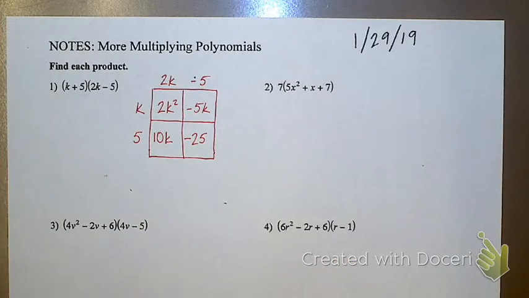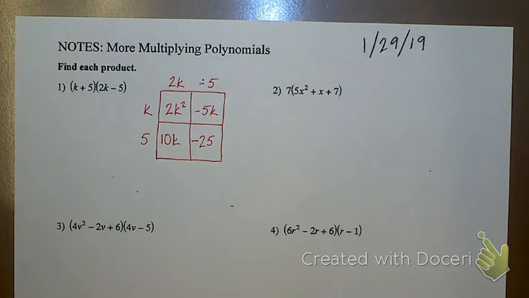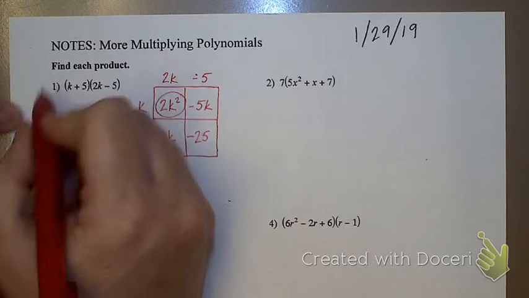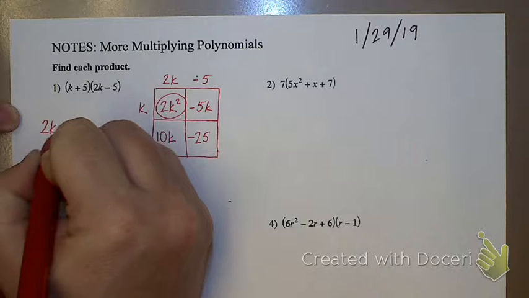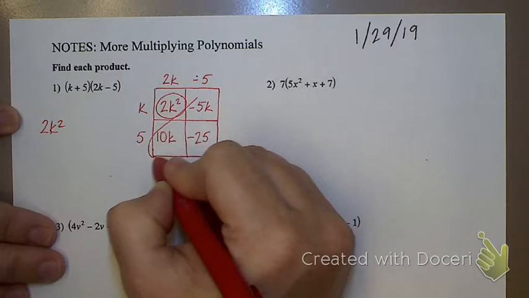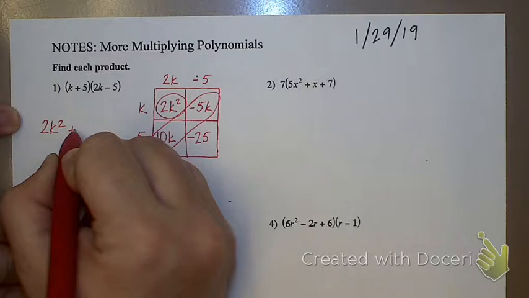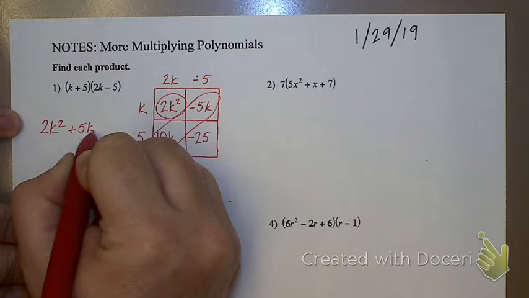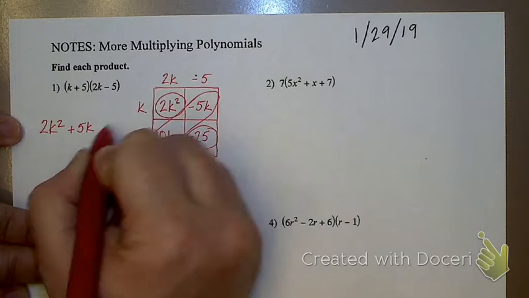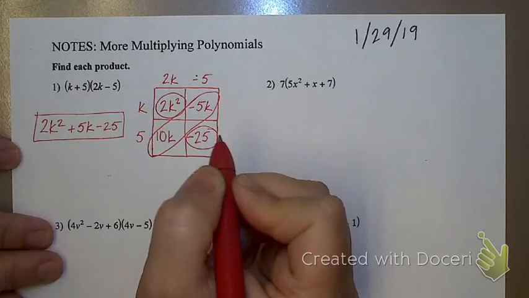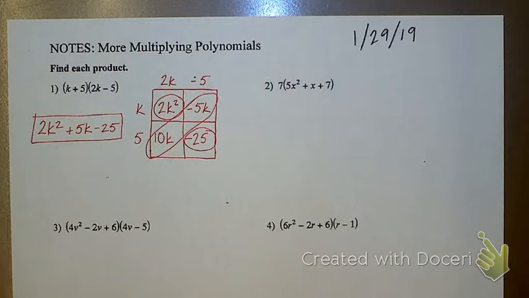Again, standard form, I only have one letter to worry about, so that's good. I think on most of these ones I only have one letter. Biggest exponent comes first, so that's 2k squared. And my like terms should be on the diagonal, 10k and negative 5k, that would be positive 5k total. And then finally, minus 25. That should be just like what you did on last night's homework. Pretty easy. Yeah? All right.